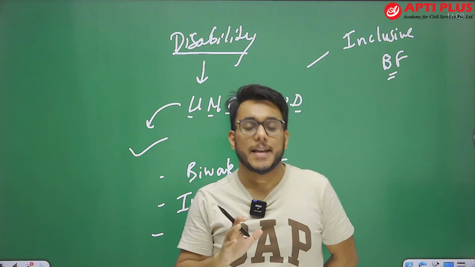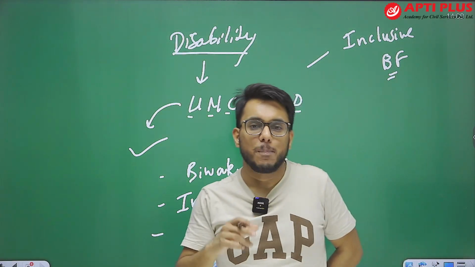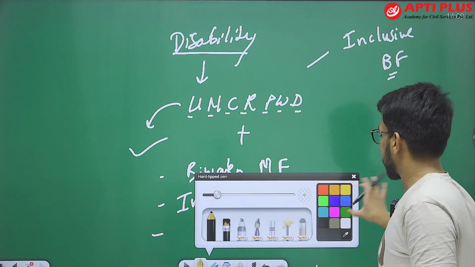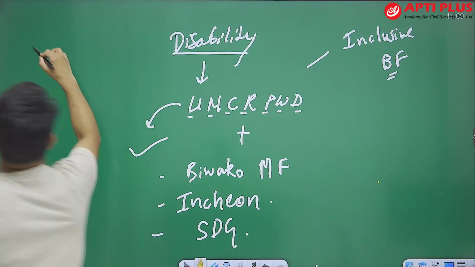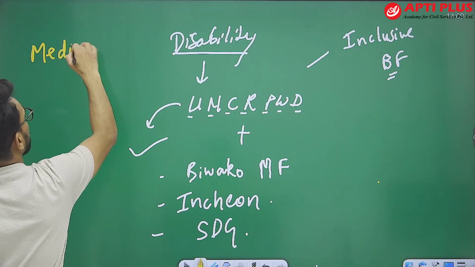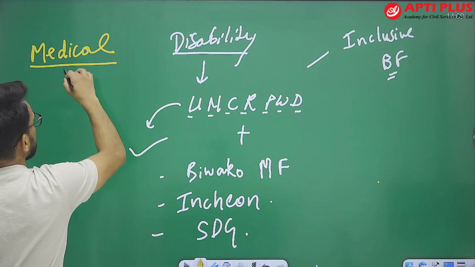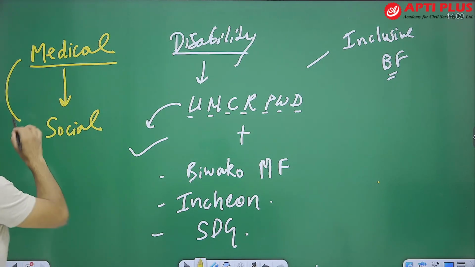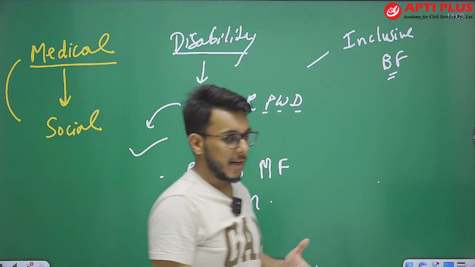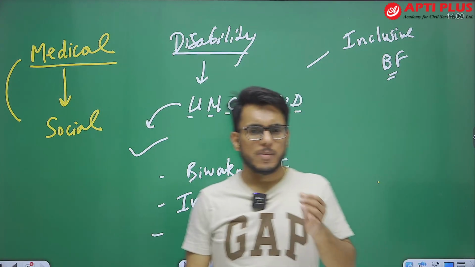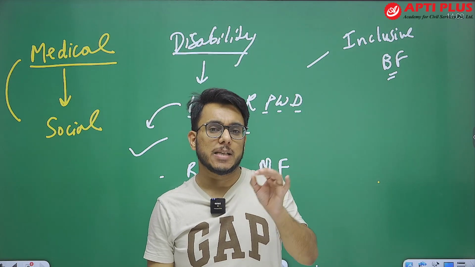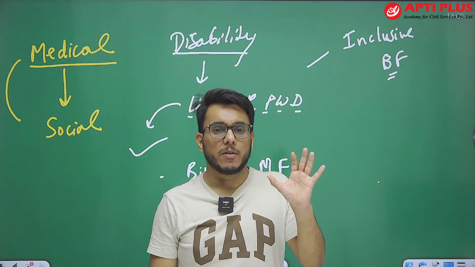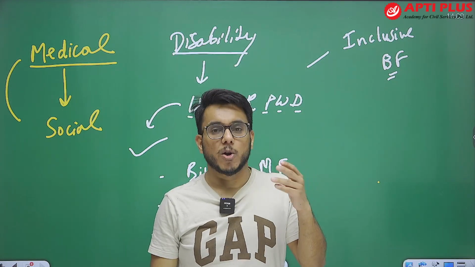Moreover, they say that we need to move from the medical model of disability to the social model of disability. Now, what is the medical model of disability? The medical model sees disability just as a medical, biological condition. But the social model of disability goes beyond that.